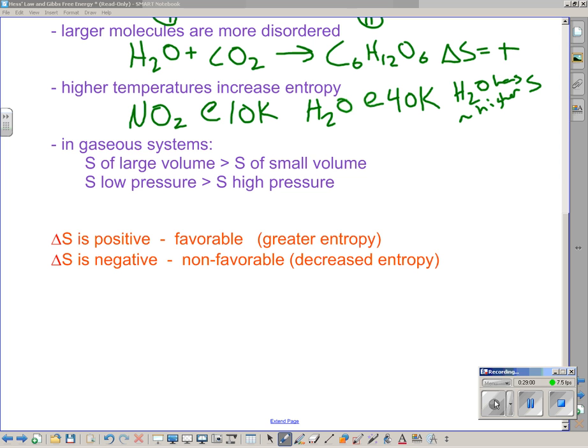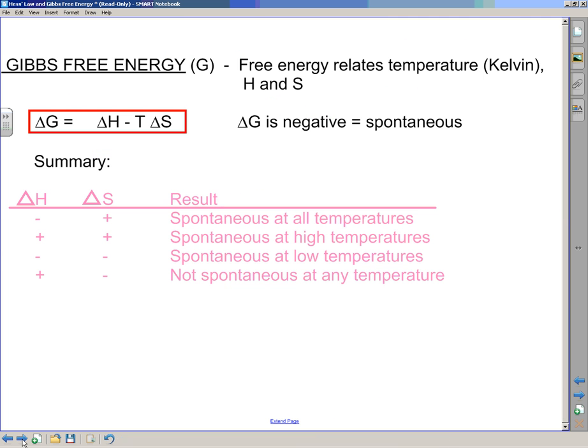This idea of spontaneity and entropy, along with the enthalpy, the heat of reaction, back to the exothermic, endothermic. We're going to take all 3 of those concepts and put them together into one equation. Gibbs free energy equation, which is represented with a capital G. We relate temperature, enthalpy, and entropy.